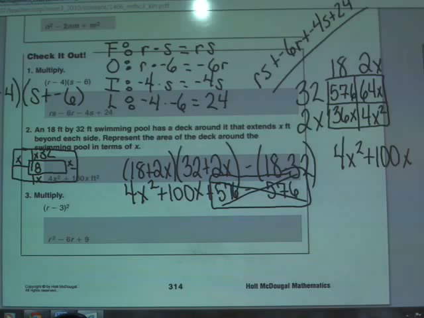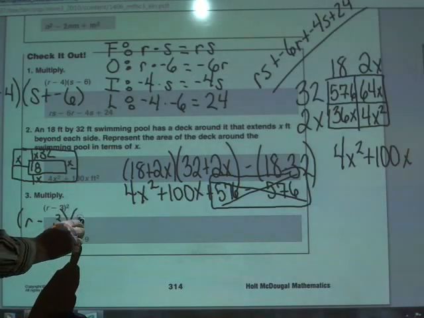All right, so let's go ahead and take a look at the last one here. We're multiplying together r minus 3 and r minus 3. How do I know that? Because it says r minus 3 squared. Squared means multiply it by itself. So this is really r minus 3 times r minus 3.